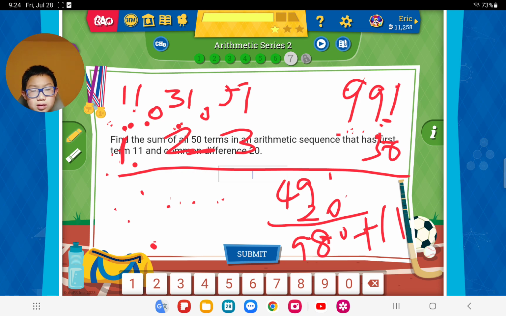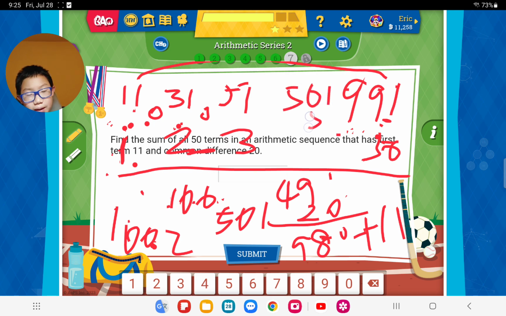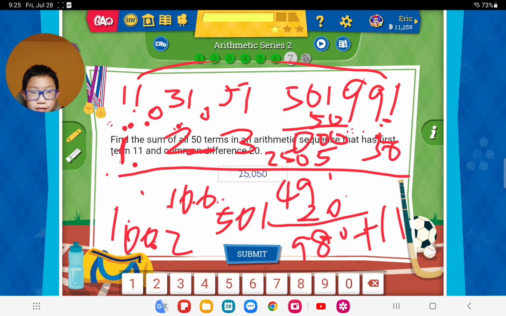Do you know how to get the average? You add them up and divide by 2. Yes. Find the average. The average is 501. So right now, how to get the sum of the arithmetic sequence? 501 times 50. Yes. So it's 25,050.